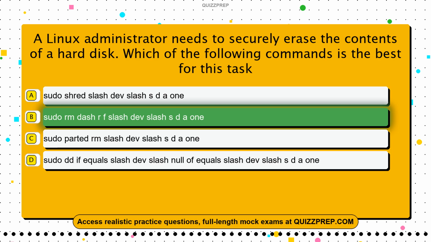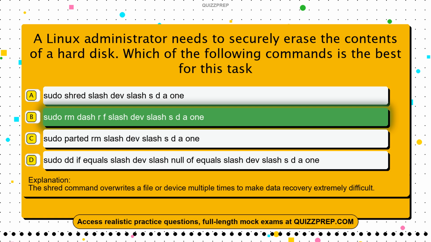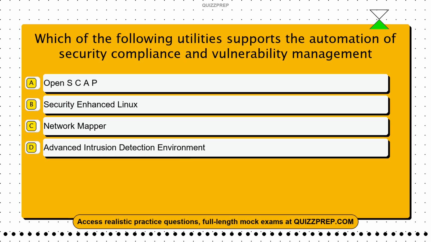The correct answer is option B. sudo rm -rf /dev/sda1. The shred command overwrites a file or device multiple times to make data recovery extremely difficult. Question 22. Which of the following utilities supports the automation of security compliance and vulnerability management? Option A. OpenSCAP. Option B. Security Enhanced Linux. Option C. Network Mapper. Option D. Advanced Intrusion Detection Environment.